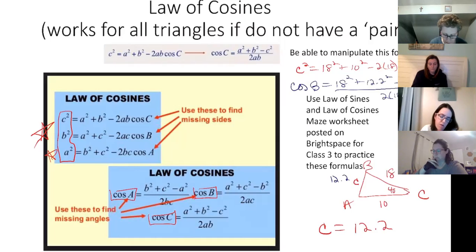Okay, what does that equal? Okay, so that equals 0.8489. So second cosine -1 of that answer, and I get 31.9 degrees.